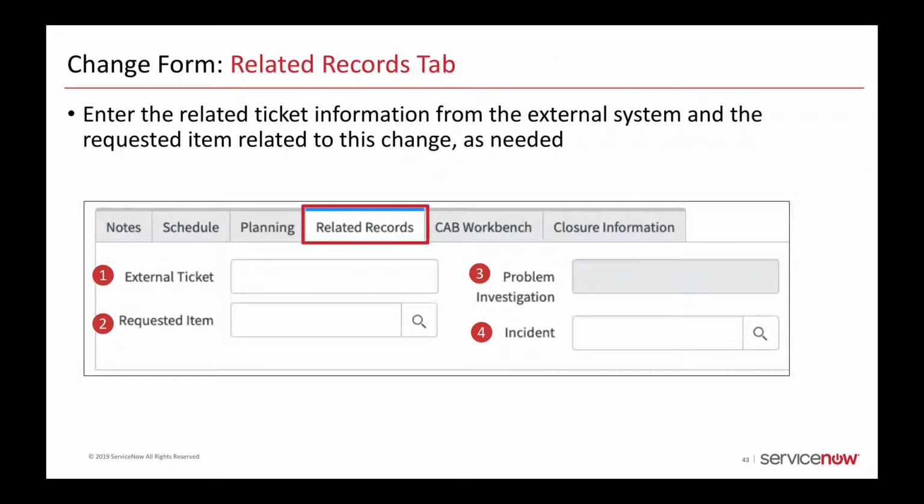In the Related Records tab, enter any external ticket or requested items associated with this change. In External Ticket, enter the ticket number used. In Requested Item, enter the requested item that is associated with this change. In Problem Investigation, this field is populated automatically based on a closure code with issues. An incident ticket is populated from Incident Ticket and required for an emergency change.